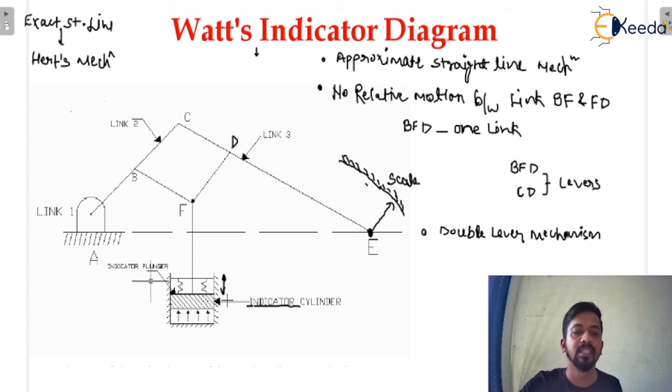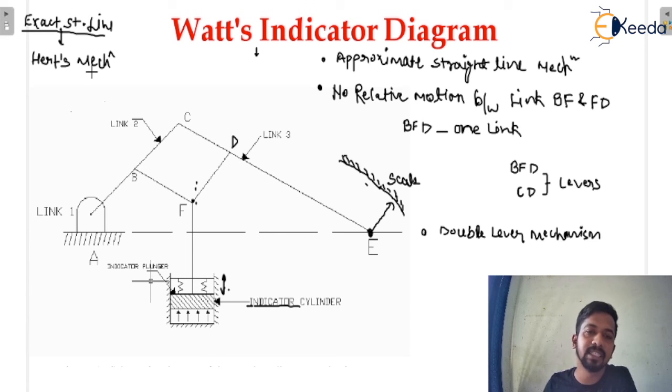As there is a motion of this plunger upward and downward, in the upward and downward motion there will not be an exact straight line. There will be an approximate straight line in the mechanism. You will get approximate straight line there. Exact straight line will be in Hart's mechanism. When you study about Hart's mechanism, there will be an exact straight line.